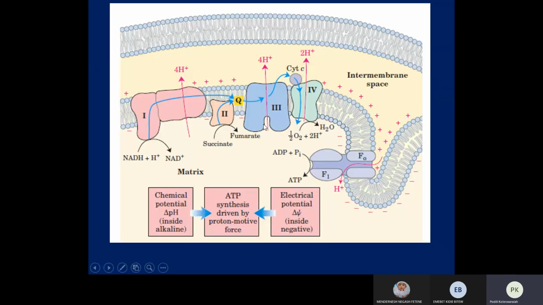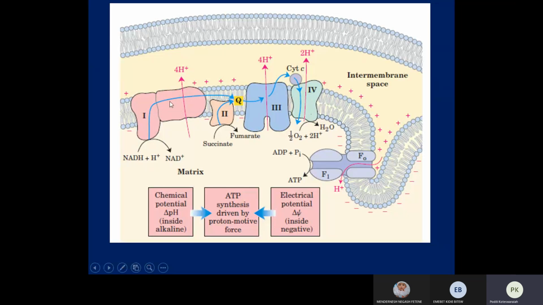Let me make it clear that when the electrons are transferred from NADH to complex 1, complex 1 is involved in transporting 4 protons from the matrix to the intermembrane space, whereas complex 3 is involved in the translocation of 4 protons from the matrix to the intermembrane space, whereas complex 4 translocates 2 protons.